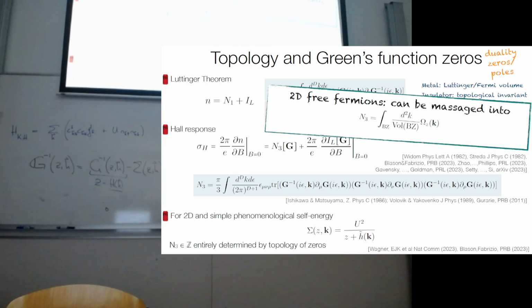In particular, you can study N3 for a very simple phenomenological self-energy of a Mott insulator. So the self-energy being just U squared over Z plus some Hamiltonian h little of K. So maybe you have originally a Hamiltonian H of K, but then maybe you do dynamical mean field theory, so you derive an effective self-energy somehow, clustered in a field.